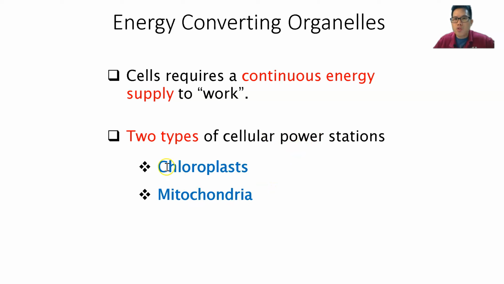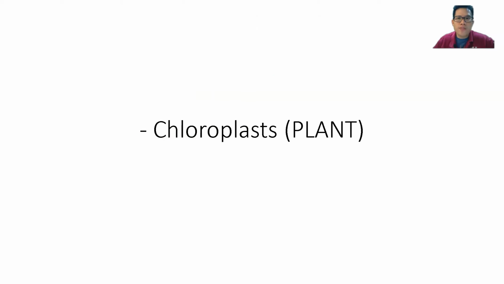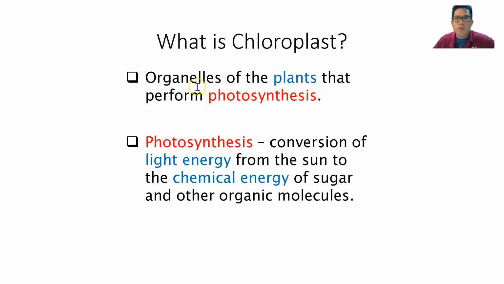Plants contain both chloroplast and mitochondria. Animal cells only contain the mitochondria. Okay, let's look at the first one, which is the chloroplast, which is plant-based. So what is chloroplast? Basically, it is an organelle in the plant that is used to carry out photosynthesis.